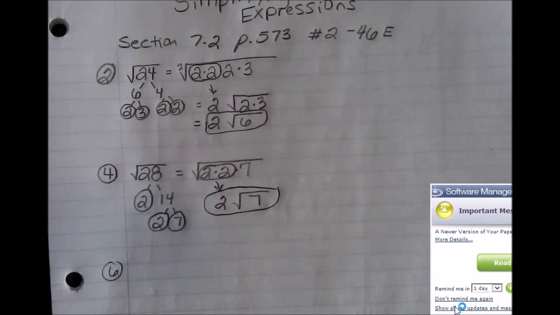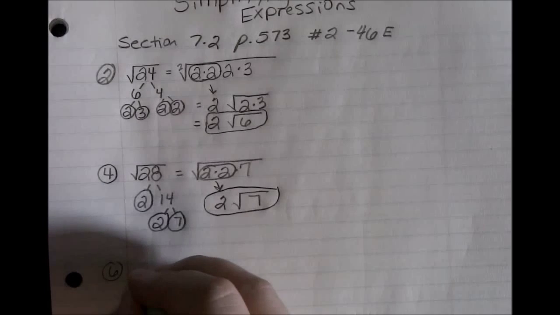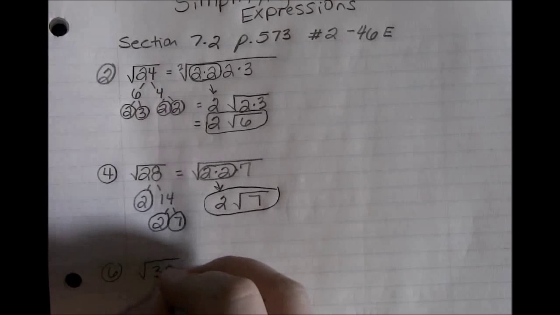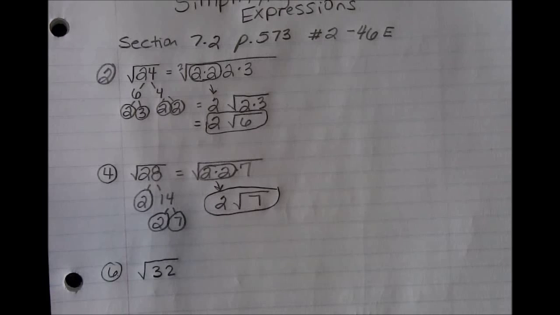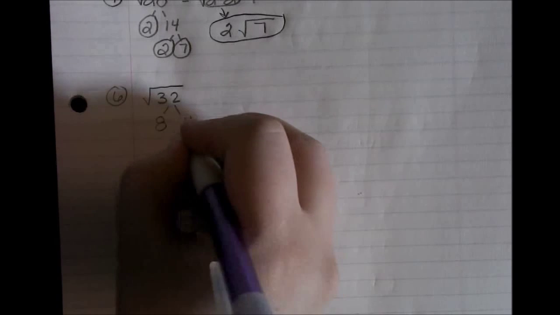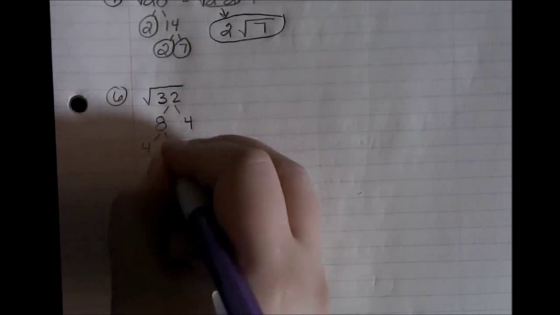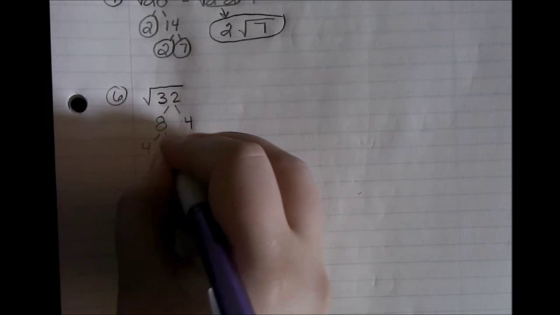And now I'm going to try number 6. Number 6 says I have the square root of 32. You can break 32 up in a bunch of different ways. I'm going to use 8 times 4. 8 breaks down to be 4 times 2. I'm going to circle the 2 because it's a prime number.